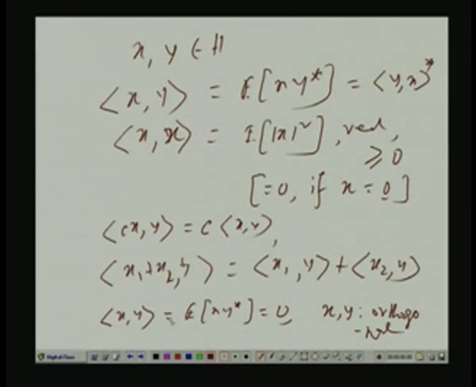In this case they are uncorrelated also. So, if two zero mean random variables are uncorrelated, they are orthogonal.